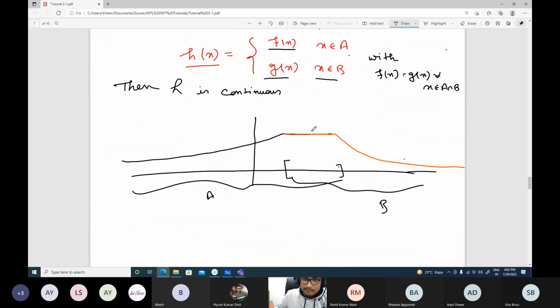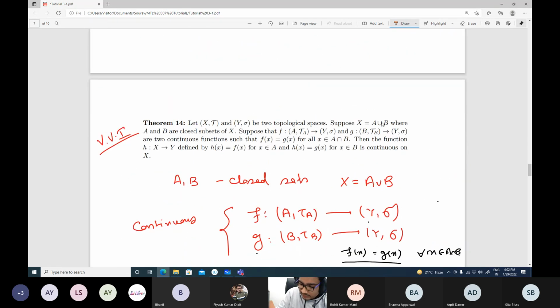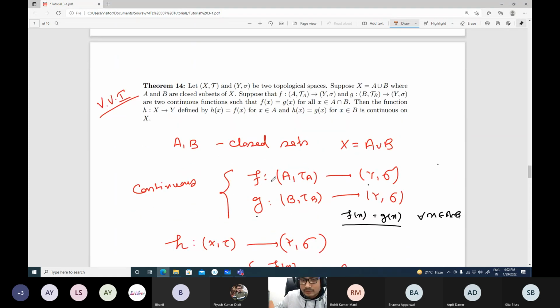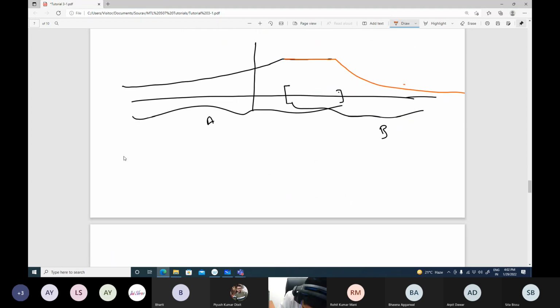So how do we proceed? Since we are given A and B are closed sets, the solution will be easier if we start with a closed subset of Y. So let C be a closed set in (Y, sigma). Then can you quickly tell me what will be h inverse of C?